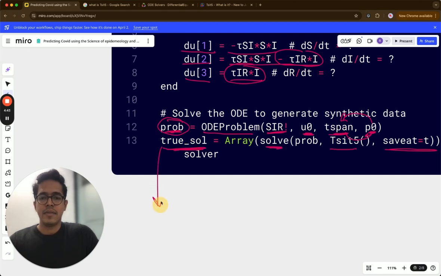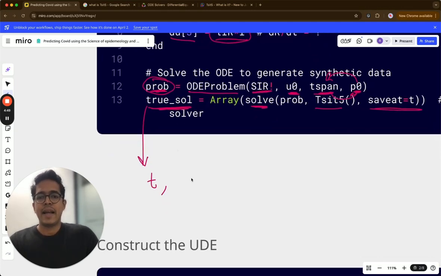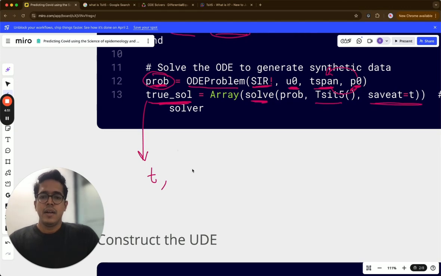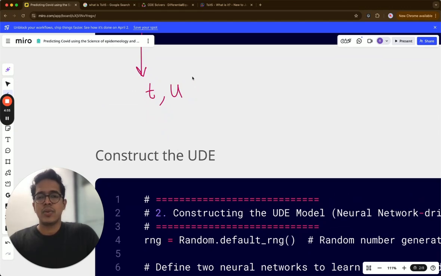And in this, there will be two things, the timestamps as well as the solution for the parameters S, I, and R. Now, here basically it will be in U, right? So U of 1, U of 2, and U of 3 will give us S, I, and R.